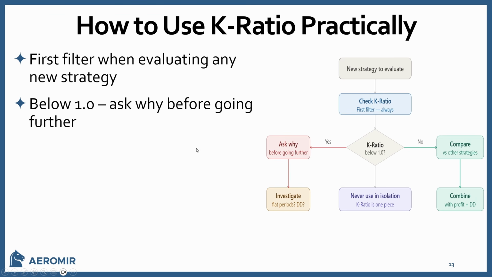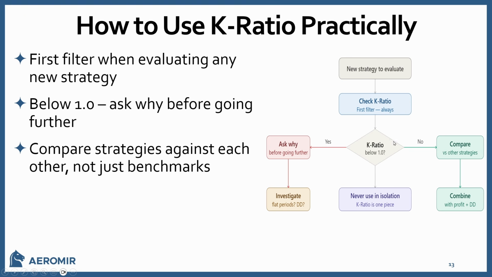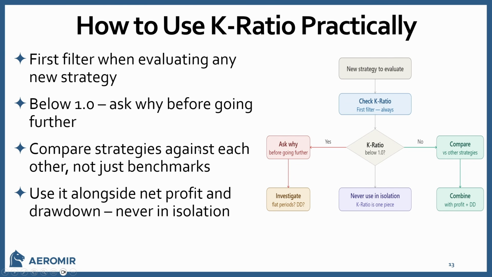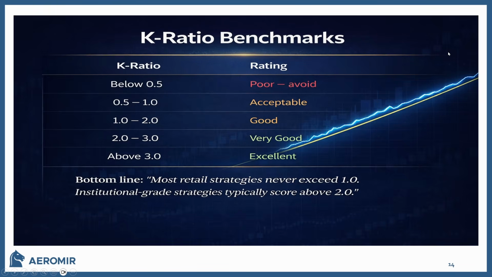And then you can do further investigations like flat periods, drawdowns. Why did it score so low? If it scores above 1, then you can compare with other strategies against each other, not just the benchmarks. And then use it alongside net profit and drawdown, never in isolation. So this flow chart kind of guides you as to when and how to use it.